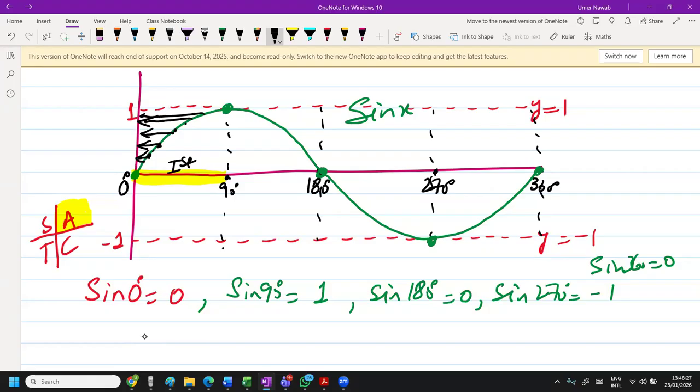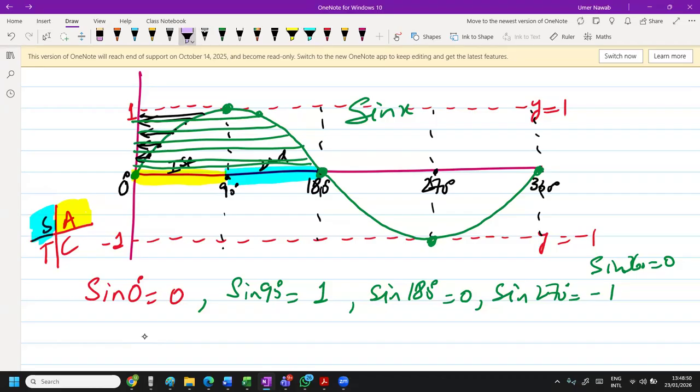Now let's go to the second quadrant, from 90 to 180. This is my second quadrant. Can you imagine all values? If I pick this value, all values are positive. They are showing the positive values on the y-axis. So sine, didn't I say S means sine is always positive here?